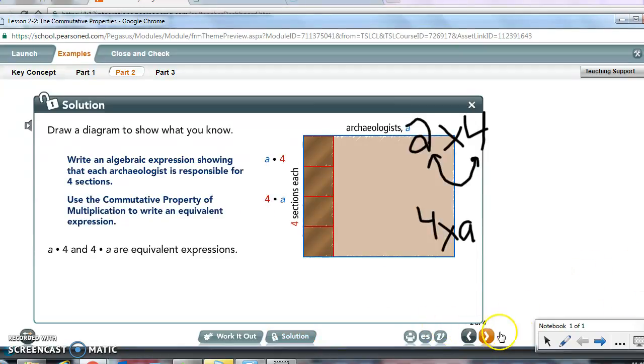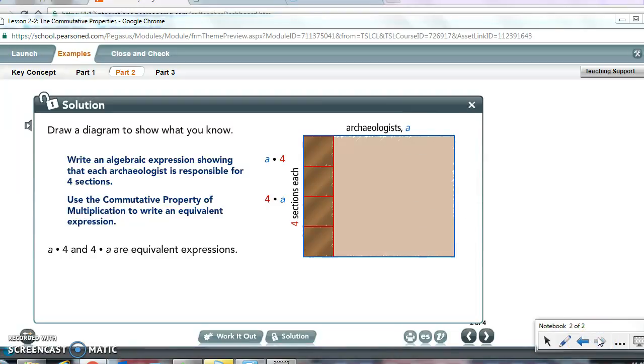Again, same thing here. Because of the commutative property, 4A and A times 4 are equivalent.